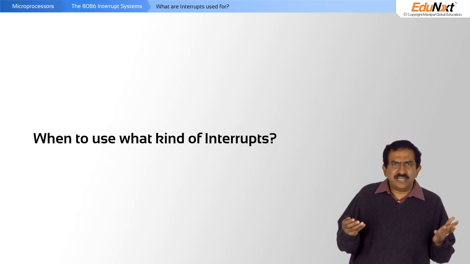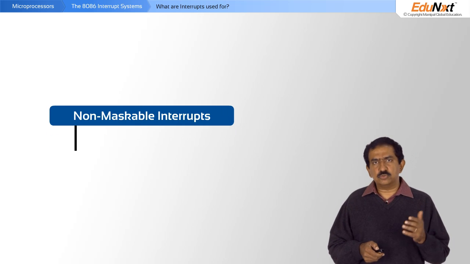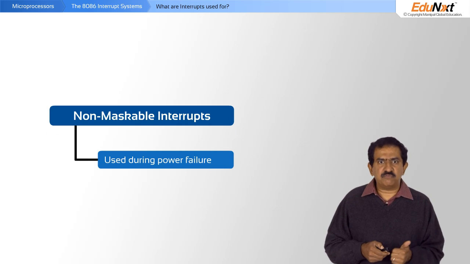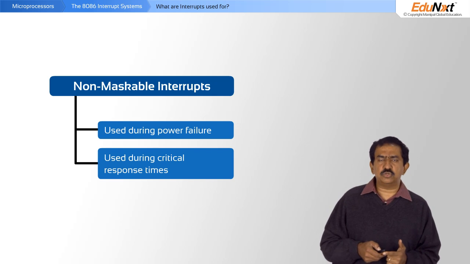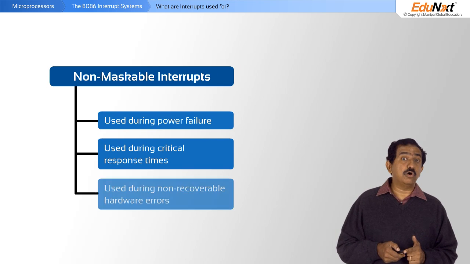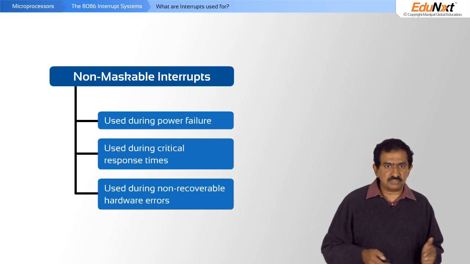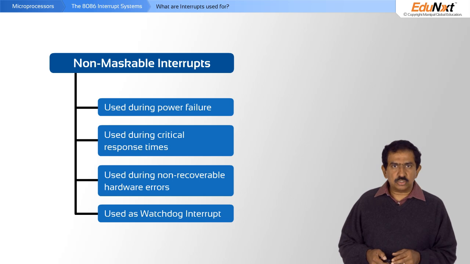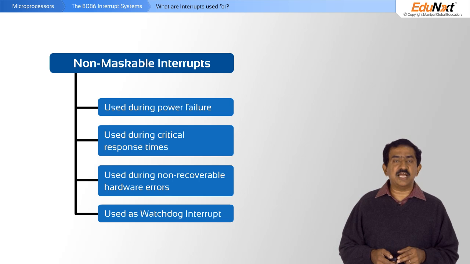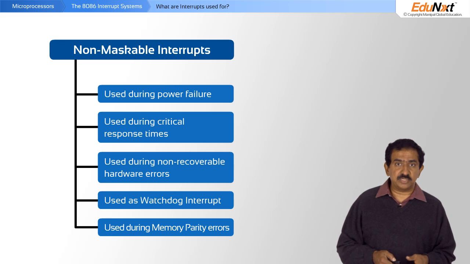When do you use what kind of interrupt? This is the last piece of this video. Non-maskable interrupts are used during power fail to manage power fails. When response times are critical, the processor must service your request. When there's a non-recoverable hardware error, possibly from a peripheral device, power supply, etc. It could be used as a watchdog interrupt. We'll talk about watchdogs later on, but it definitely must be used when there is a memory parity error. That's a hardware error.